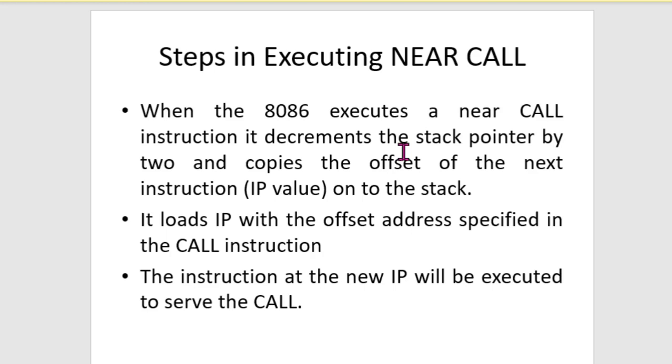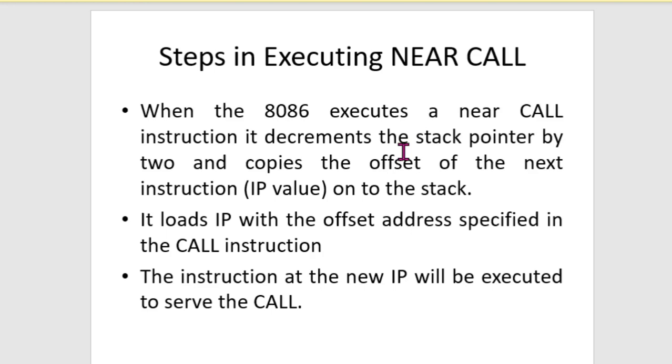Let's see how exactly a call is executed in 8086. When 8086 executes a near call, what happens? It has to go to that routine. Before it goes, it has to save the address from where it has called, that is the IP value, because it has to come back to that location. To come back, I should know the address where I was before going to the function. So it remembers the address where you need to come back. That is done on the stack.